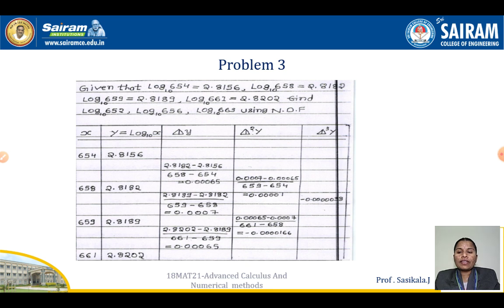Okay, so what is that? First you can write all the values. Here the function is, what is that? Log x to the base of 10, which is equal to y. Okay, this is your function. At x is equal to 654, what is your y value? And 658, 659 and 661. You can write the corresponding y value.